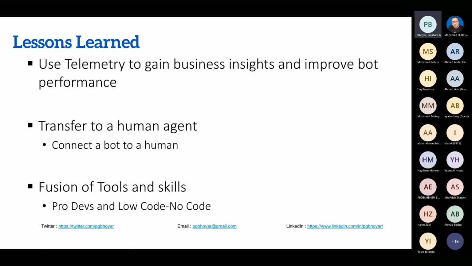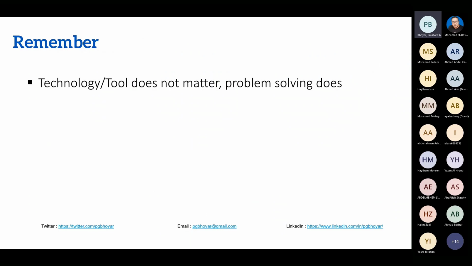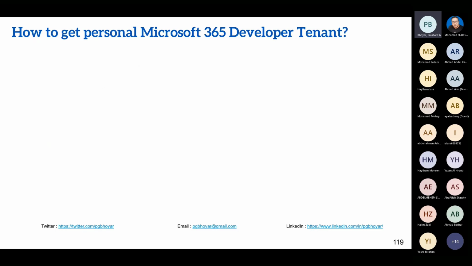And for that, you can use sophisticated tools like Dynamics 365 for Omnichannel, or some live chat applications as well. But you can also use something as simple as, let's say, sending an email to a help desk on the user's behalf. And always have a fusion of tools and skills, because that will really help the success of your chatbot implementation. And always remember, tools and technology don't matter. What kind of problem you're trying to solve matters a lot.